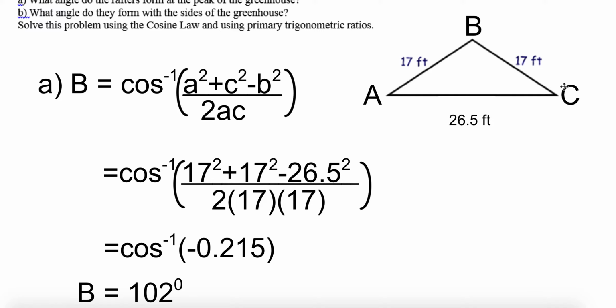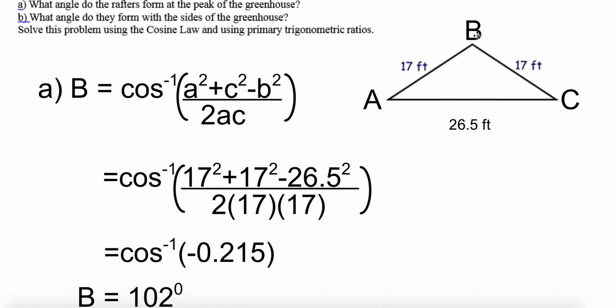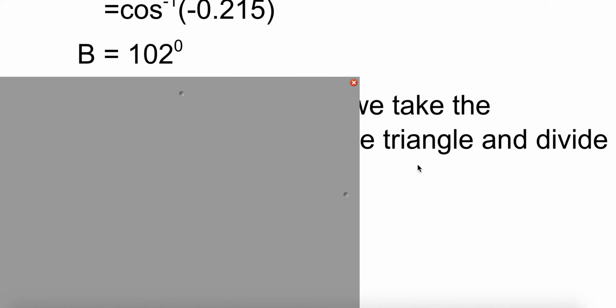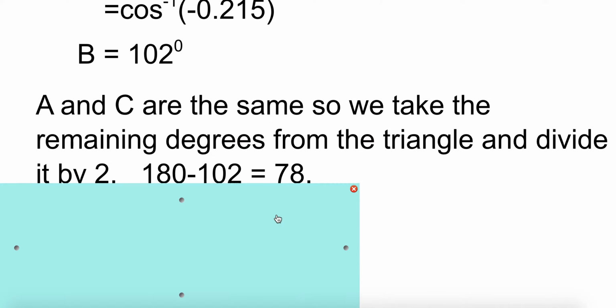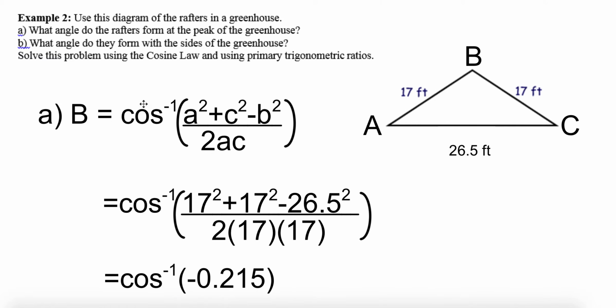Now if I know that this is 102 and these two sides are the same, that means this angle and this angle have to be the same. And the whole triangle has to add up to 180. So then what we can say down here is, oh, oopsie. Oh well. Angle A and C are the same, so we take the remaining degrees and divide it by 2. So 180 minus 102, 78. 78 divided by 2 is 39, so we know angle A and C are both 39. And that's it for that question.